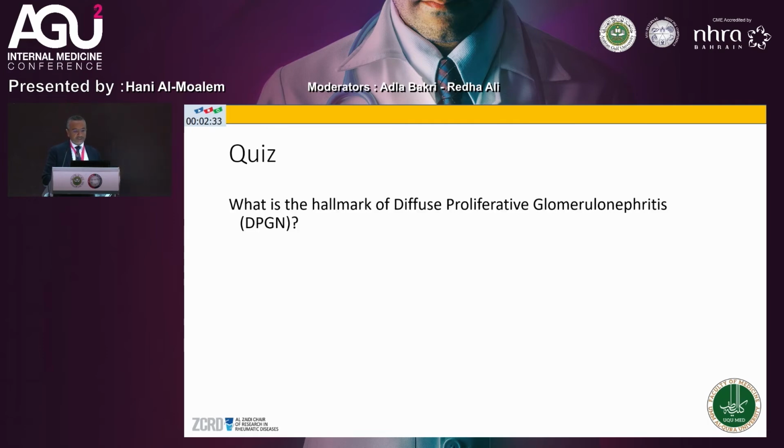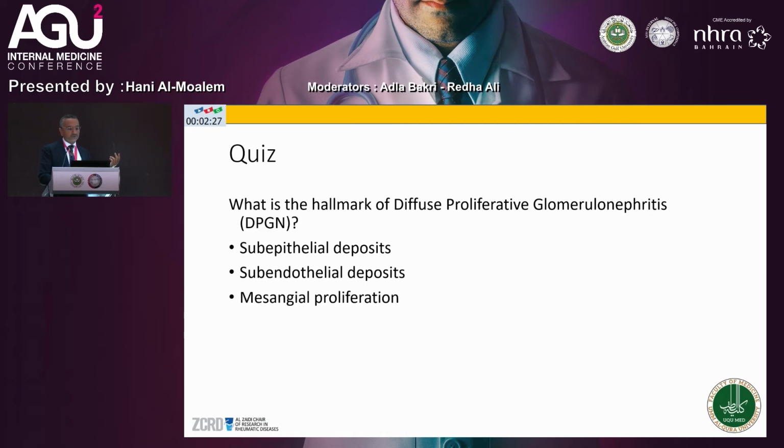You can check it on the slides. So what is the hallmark of diffuse proliferative glomerulonephritis? Is it subepithelial deposits, subendothelial deposits, or mesangial proliferation or pneumatocyst infiltrate? For the sake of time, it is subendothelial deposits.